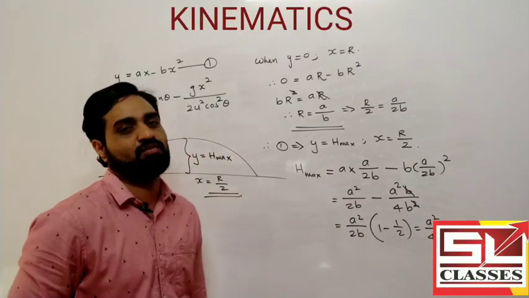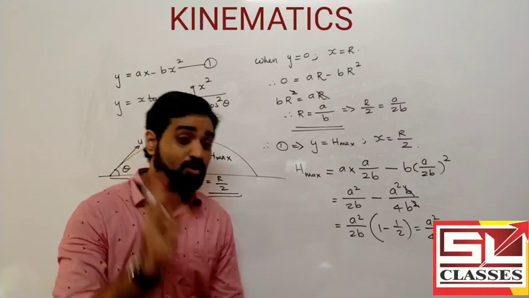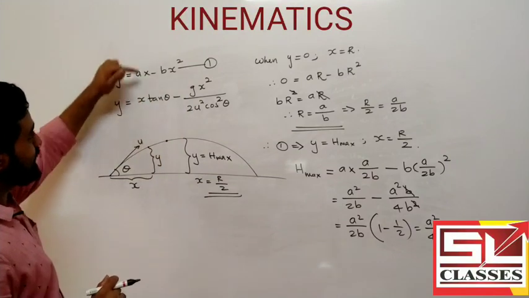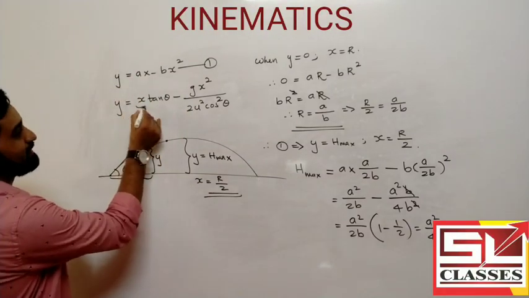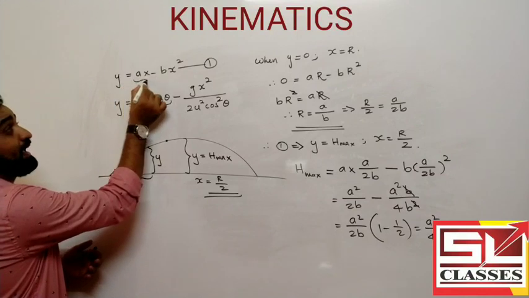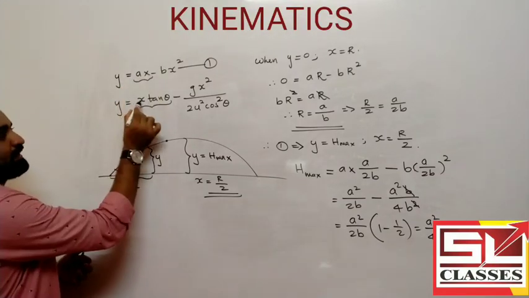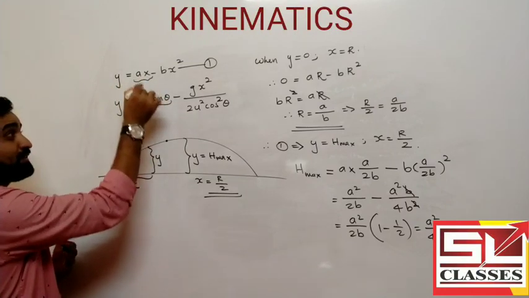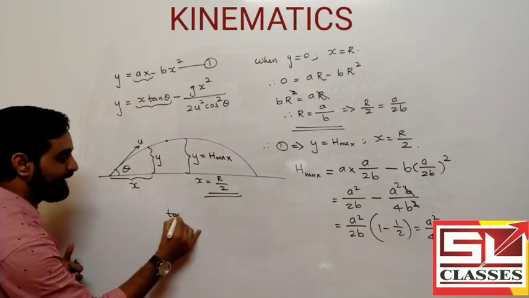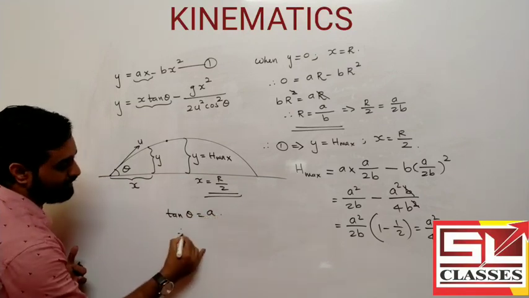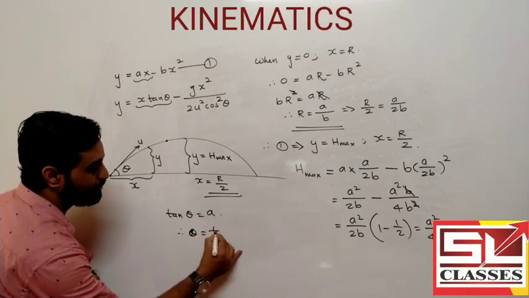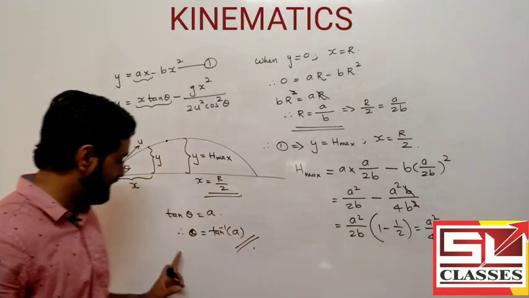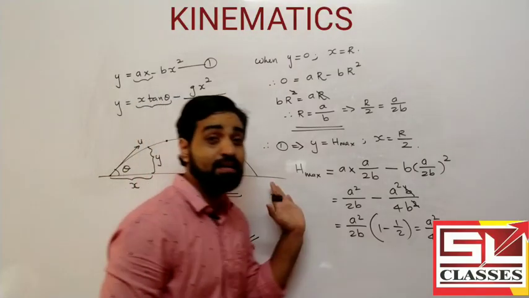That is one part of the question, what is H max. And it is also asked to find the angle of projection. When comparing these two, here x tan theta, here ax. So here the coefficient of x is tan theta, here the coefficient of x is a. So comparing these two terms, we can write tan theta is equal to a. Therefore, theta is equal to tan inverse of a. This is the answer. So H max and the angle of projection can be calculated in this method.